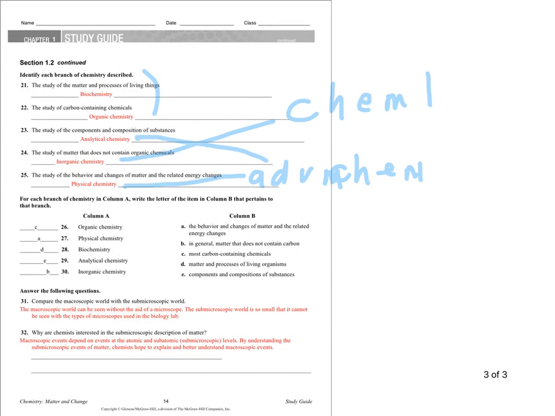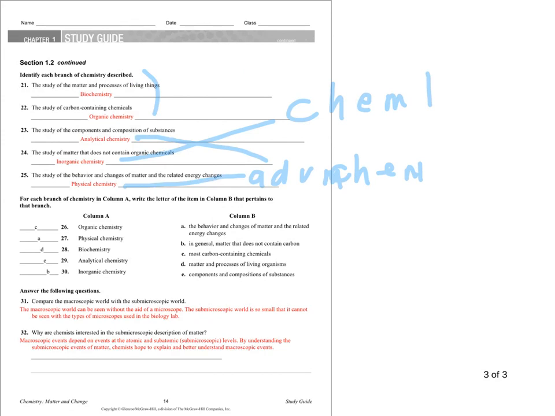And why are chemists interested in the submicroscopic? Things that we can see, changes that happen, depend on what is happening at the submicroscopic level, or what I'll call the atomic or molecular level. So these atoms and molecules are bonding and changing, which tells us why things do what they do.